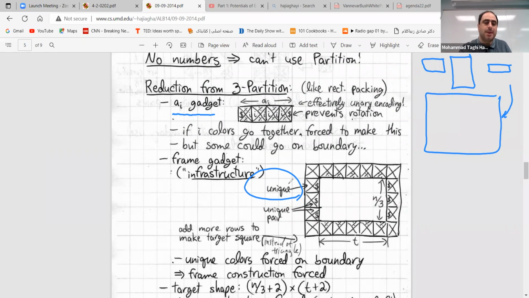So now how can we form a gadget? Look, we have only these squares here, correct? We have these smaller squares, but here we have some rectangle of size AI. The question is how can we create these AI rectangles from these squares?